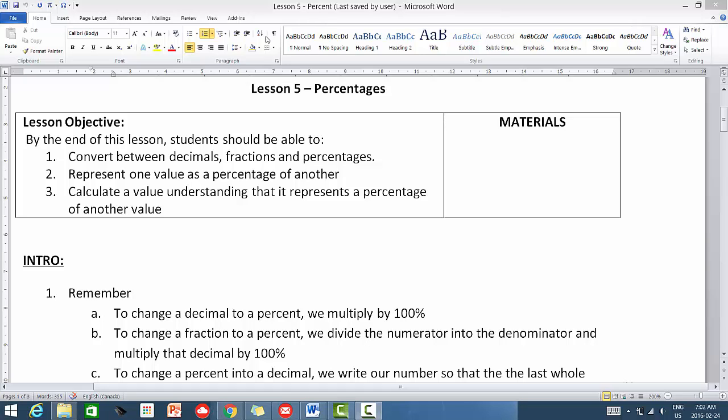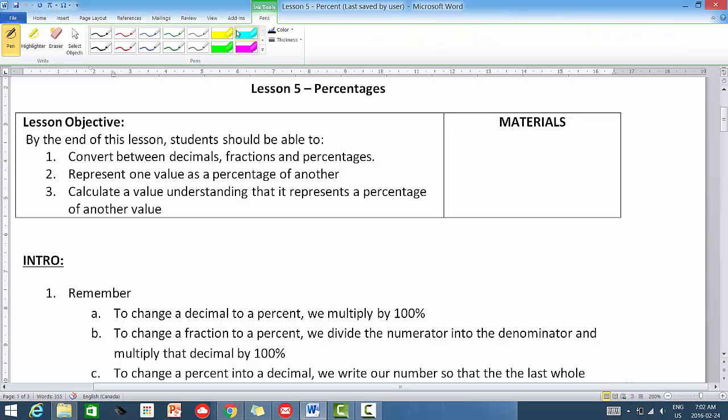Okay. So if you want to put a new title at the top of your screen, lesson five, percentages, and we'll get started.